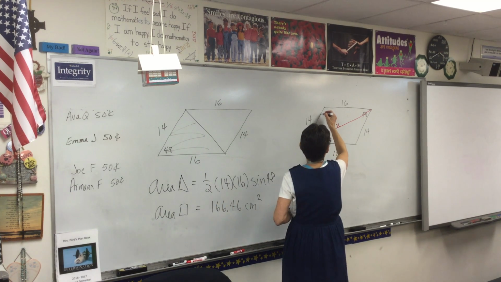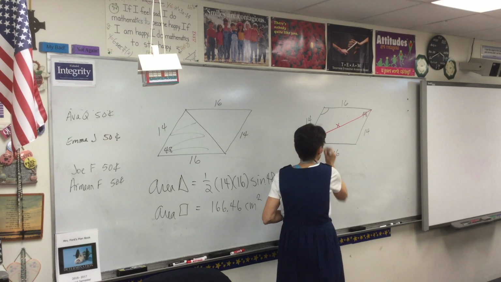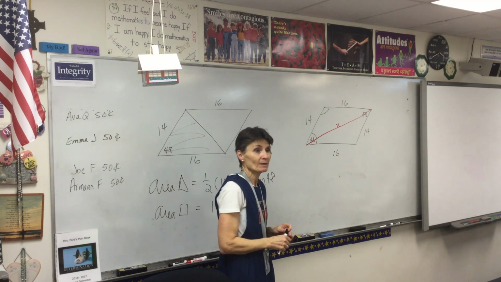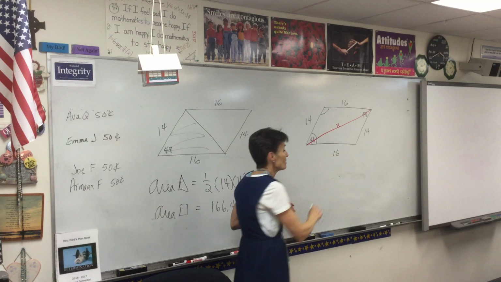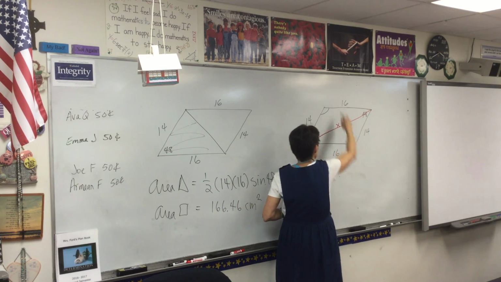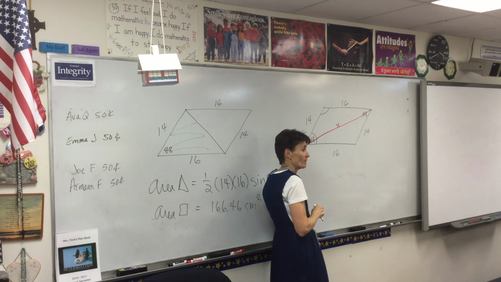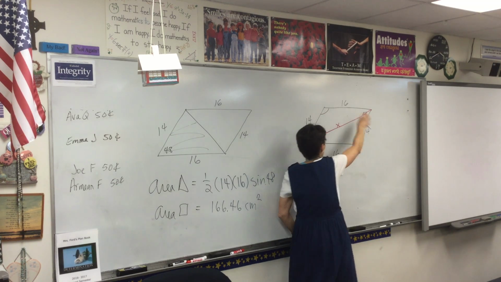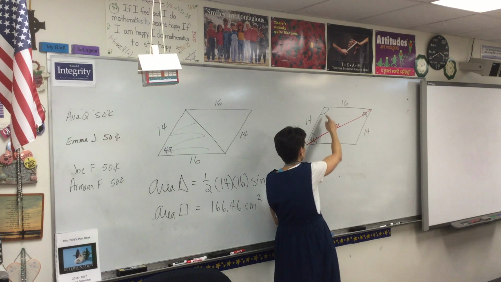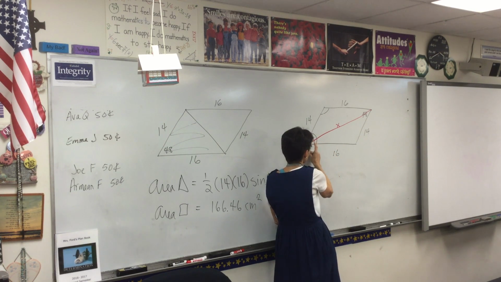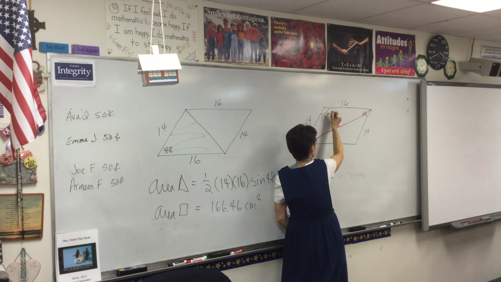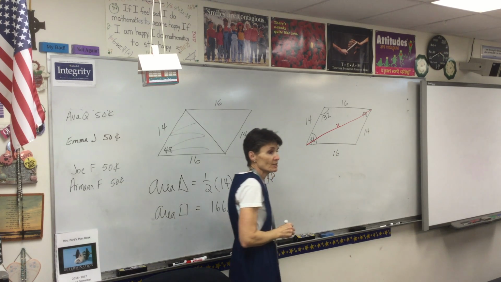What do you know about this angle and this angle? They're supplementary. They're same side interior angles. These are parallel lines cut by a transversal. Oh, are you breaking out into a rash from geometry class? Parallel lines cut by a transversal. These are supplementary. So if that angle is 48, this one is 132.